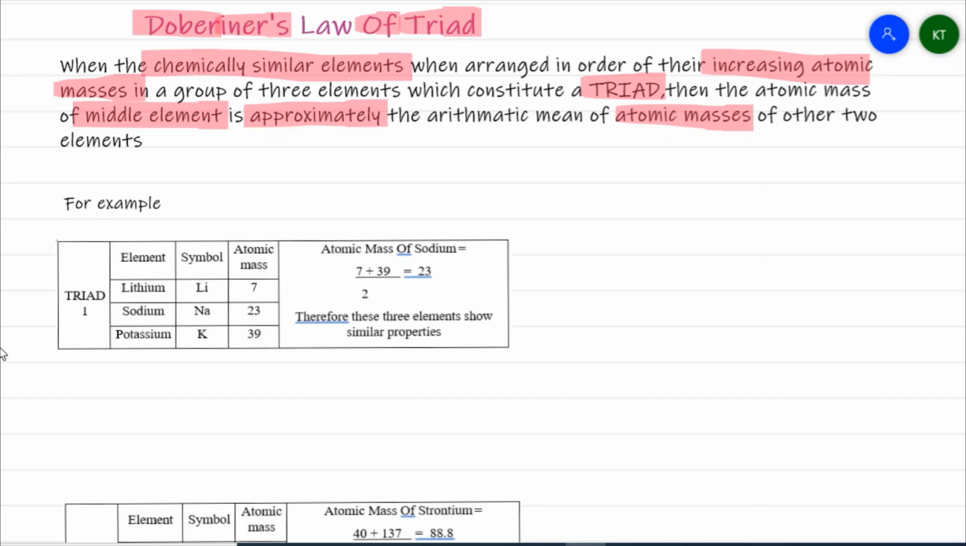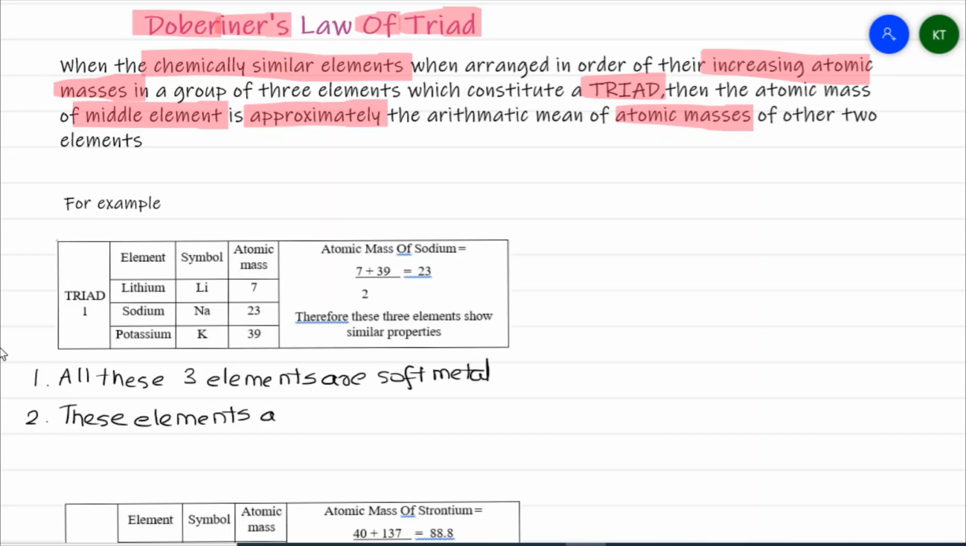Now, what kind of similar property can I interpret here? The very first property I can say is that all these three elements are metals. All these three elements are soft metals. Second, these elements are monovalent. That means the combining capacity is 1.